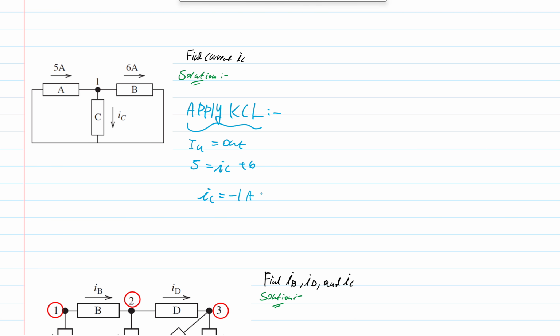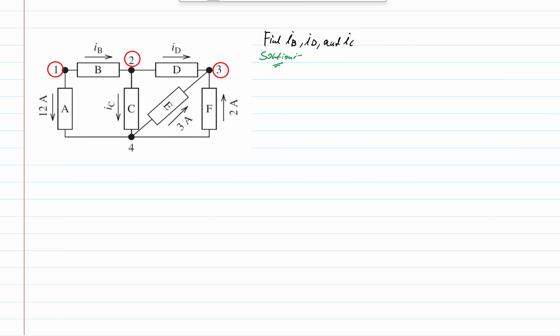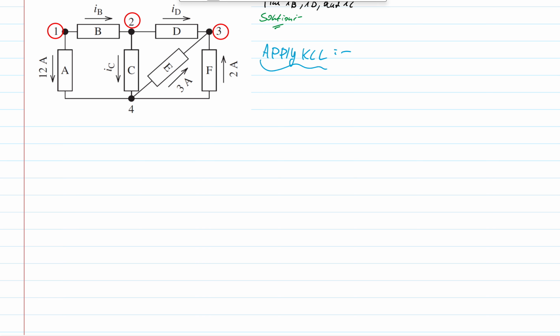For this one, let's just do this step by step. Usually we start with the node with the least amount of unknowns. So we're going to choose node 1. What we'll be doing here is applying the same rule, KCL. For node number 1, we know that the current in is equal to the current out.